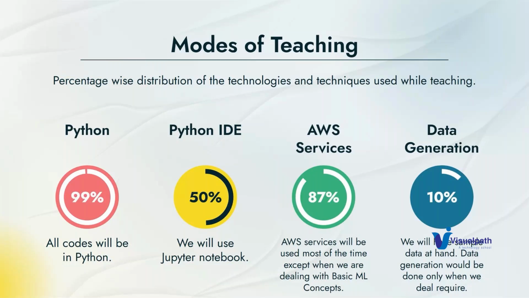But the chances of the data being generated are low, as far as how this particular course is designed. This basically lets you work with AWS services without worrying about what type of data is there in the background and how you would use that data. So we won't be generating any sort of data on the fly. Most of it will be available to you.